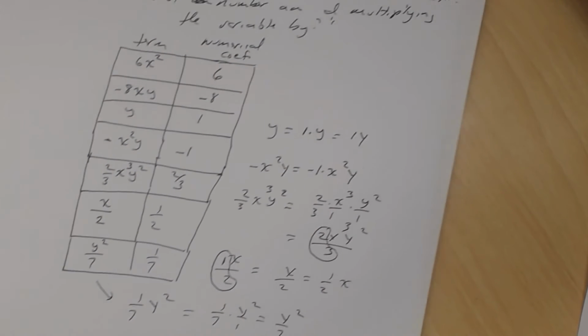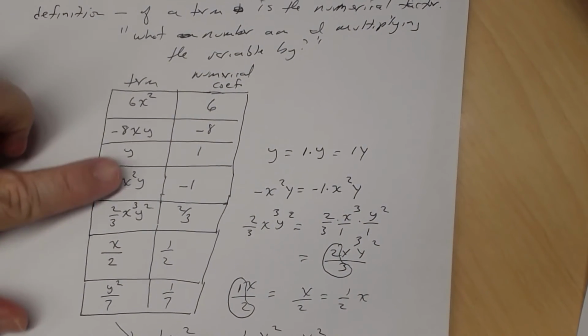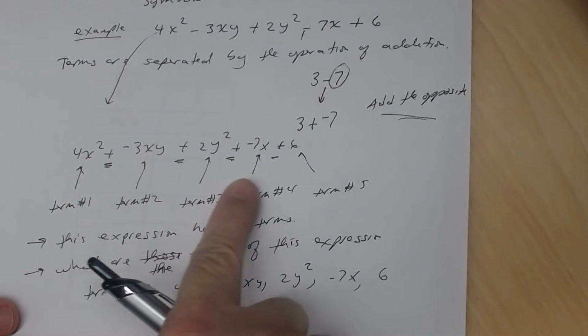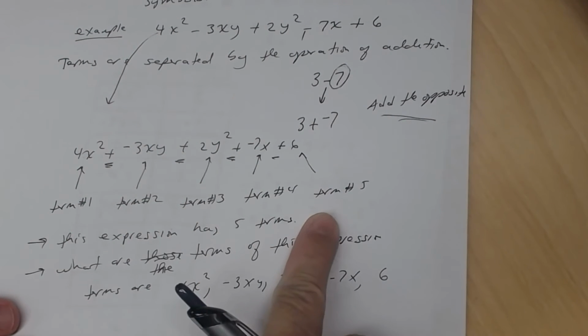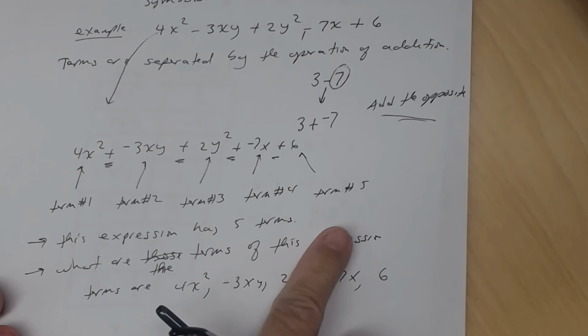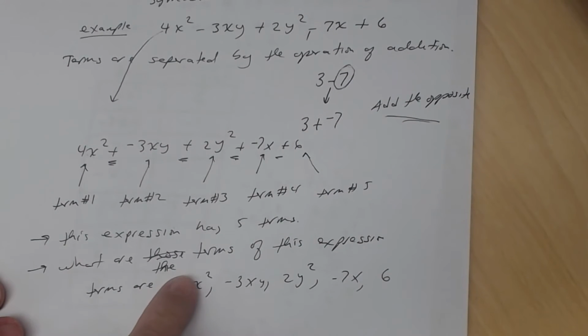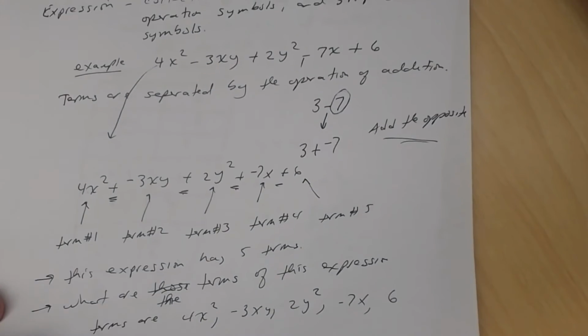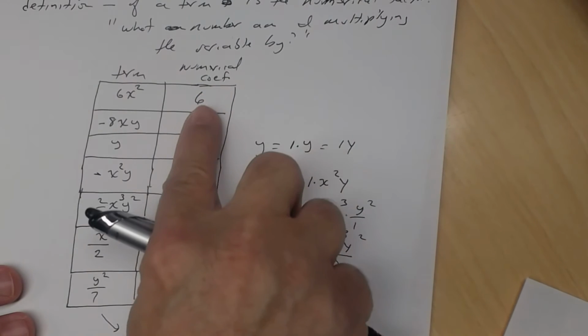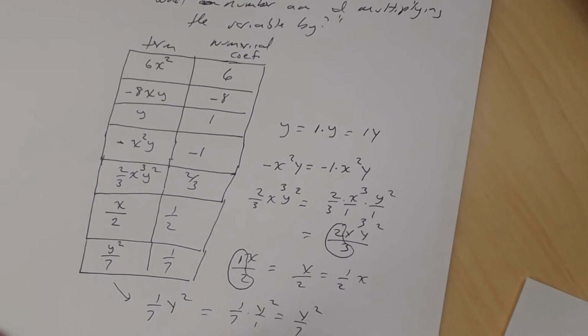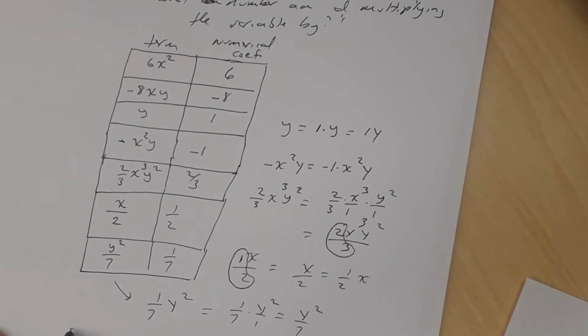Okay? All right, so that takes care of understanding what numerical coefficient is. So you know what terms are, you know how to find them, you know how to determine their signs, whether they're positive or negative, and you know what coefficients are. Oh, one other thing I forgot to tell you, and I need to say it now.